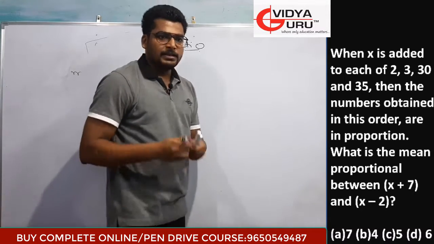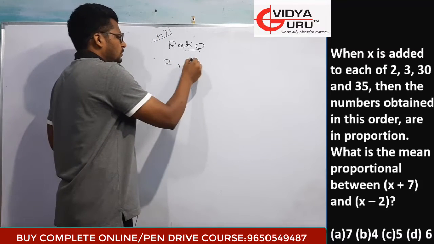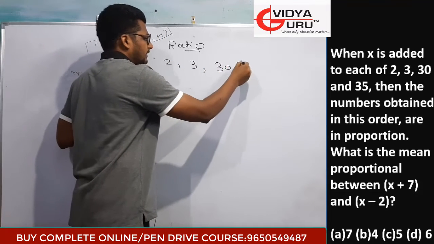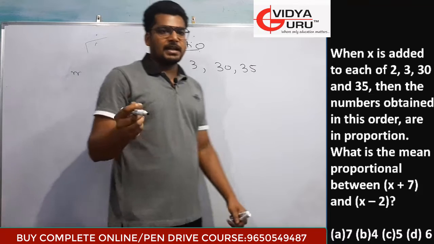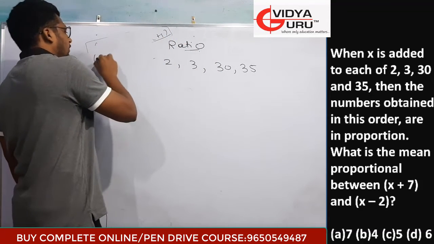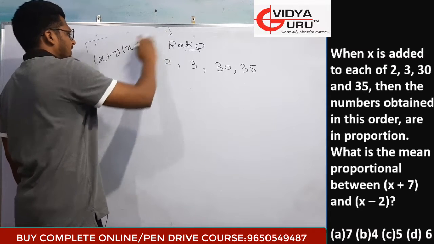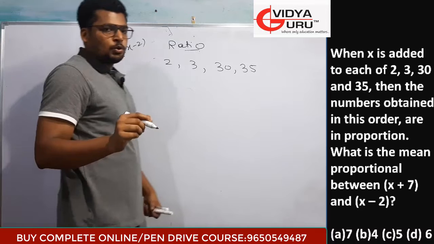What is the question saying? There are two numbers, 2, 3, 30 and 35. If x is added to all, the numbers are in proportion, and we need to find the mean proportion of x plus 7 and x minus 2.